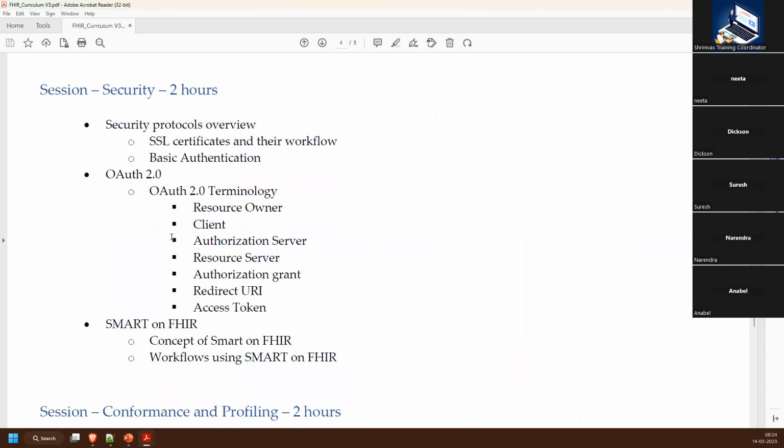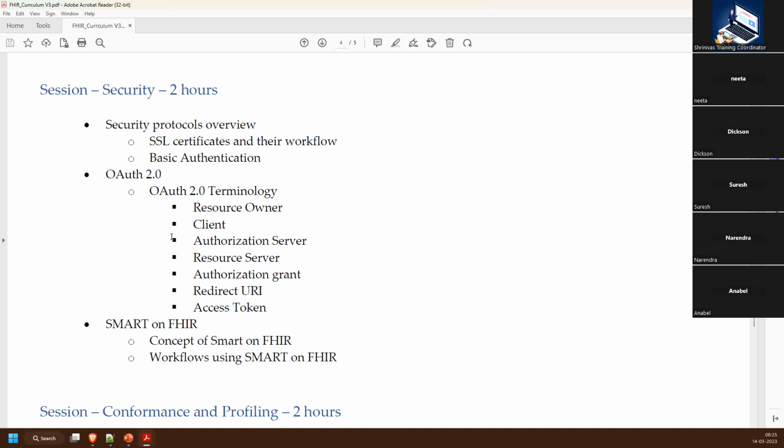There we will take a look at what are the FHIR recommended security standards that you have to follow. So we'll take a look at what are the security protocols that we have in general. And what is OAuth2? We'll try to understand OAuth2 terminology in detail, how the OAuth2 flow works, because that is the base for Smart on FHIR protocols. So we'll take a look at Smart on FHIR.